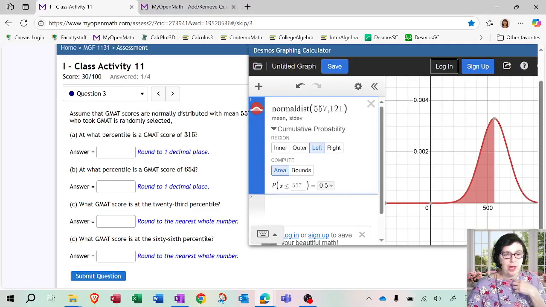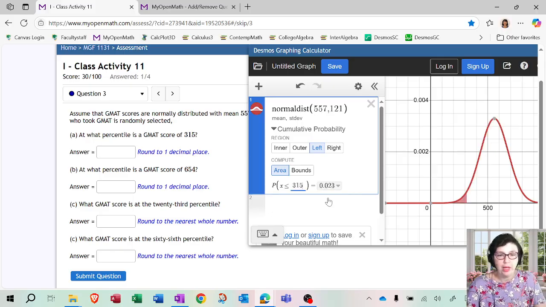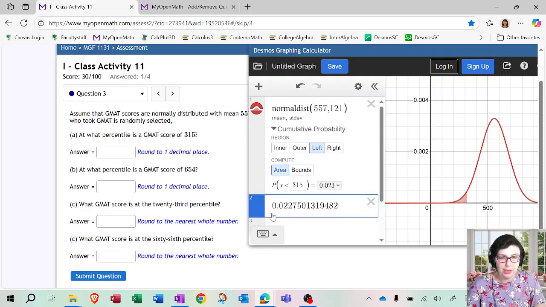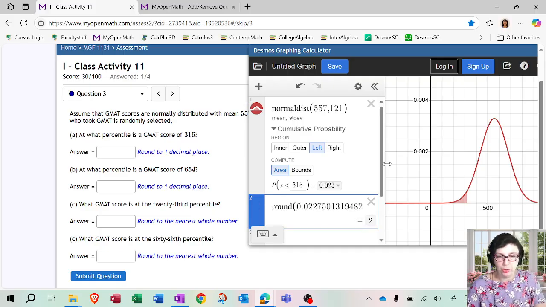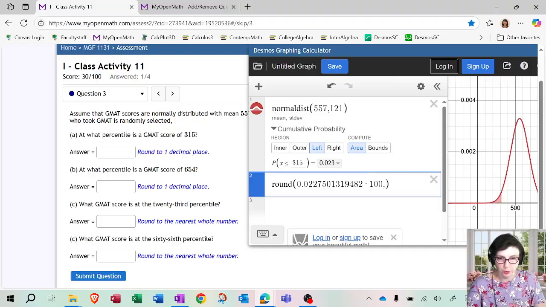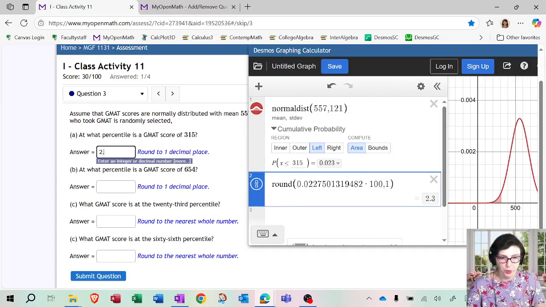So first, in here, they say that a GMAT score of 315, what percent is that? So they're giving you a data value. So that data value would go in this blank. And then the percent is right here, except this is a proportion, so you have to convert it to a percent. So let's go ahead and just export this, multiply this by 100, and then round the whole thing to one decimal place. So let's put 1. Okay, so that's 2.3.